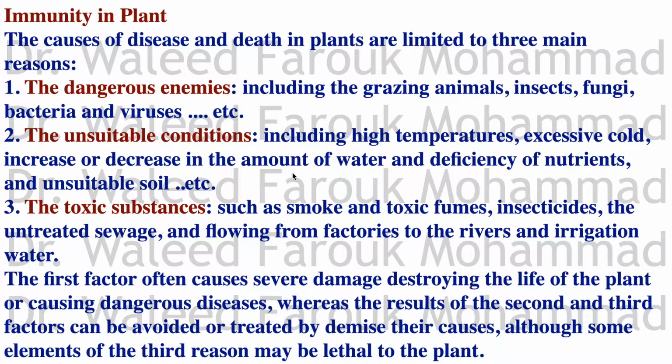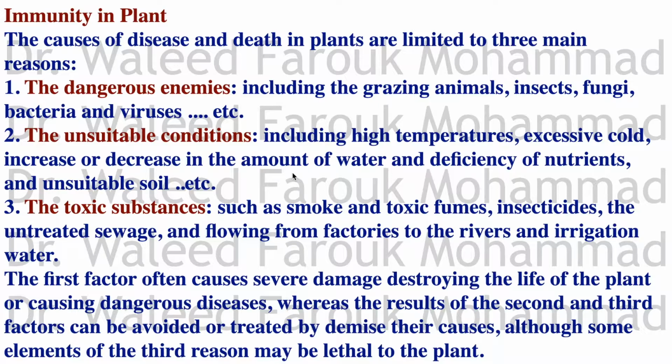And last, the toxic substances like smoke and toxic fumes, insecticides, المبيدات الحشرية, untreated sewage, and flowing from factories to the rivers and irrigation water, اللي هي الطريقة السيئة للتخلص من الفضلات. يعني كل ده بيأثر، كل ده toxic substances للplants.